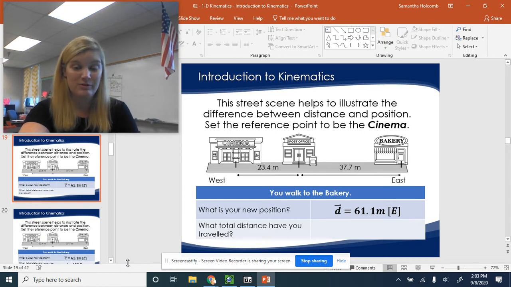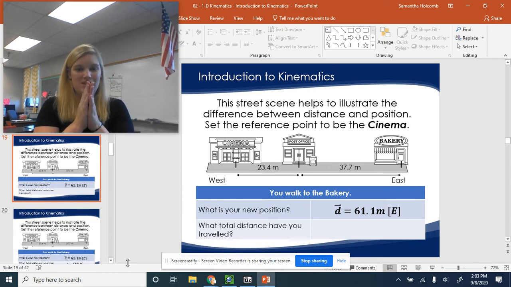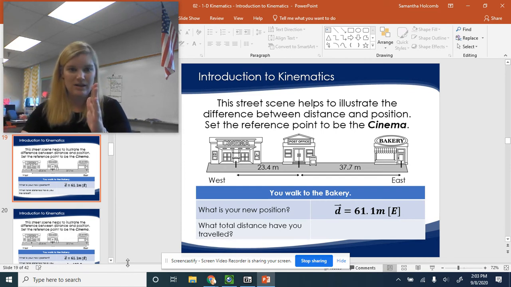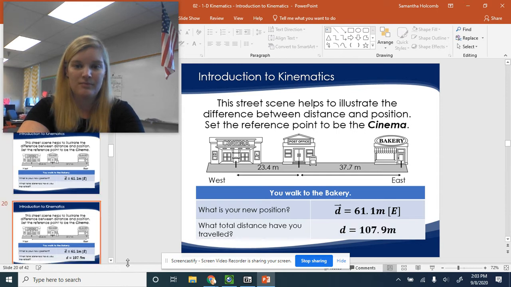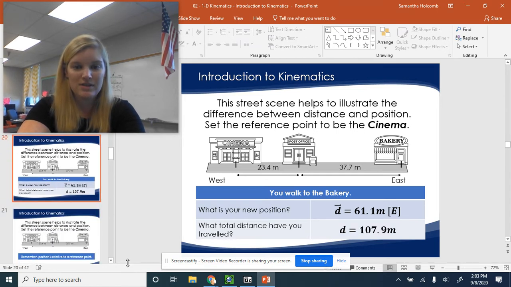Now the total distance we've traveled, though, we walked from the cinema to the post office, back to the cinema, back to the bakery. So we're going to take the number we had from earlier for our total distance and add in our new position value. So you're going to get our total distance having been 107.9 meters. So this is the distance that your Fitbit is going to track for you.